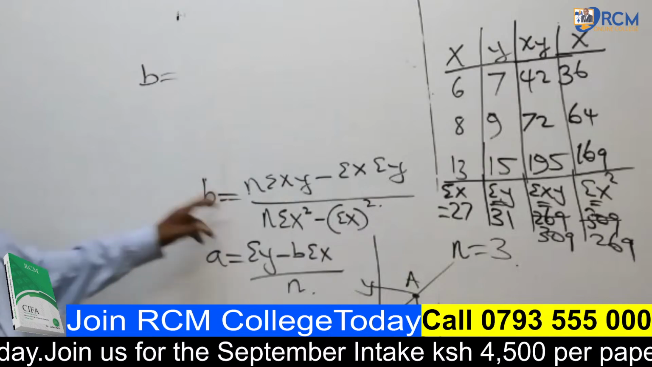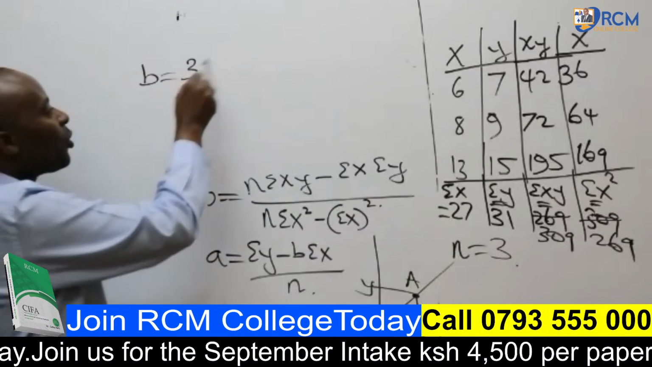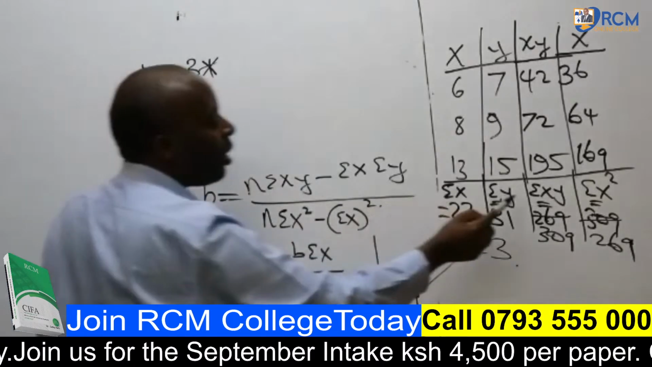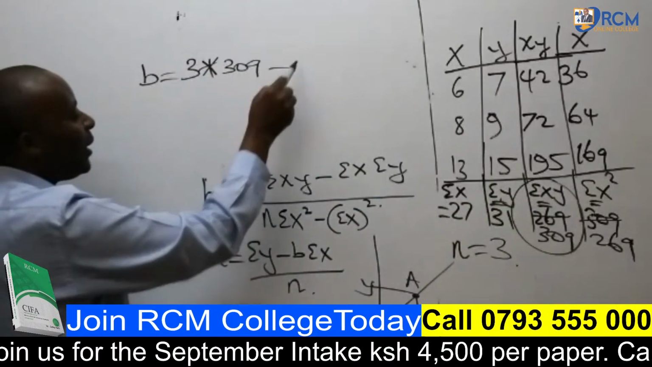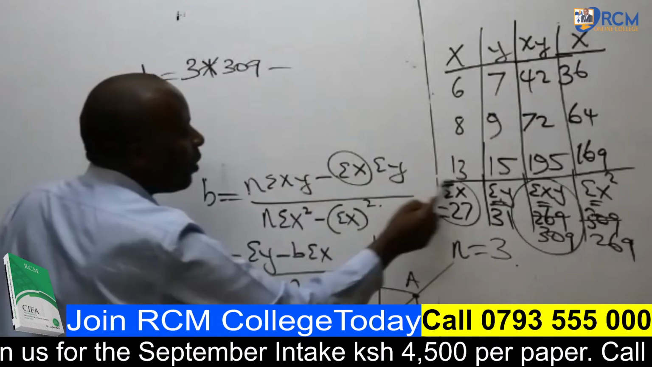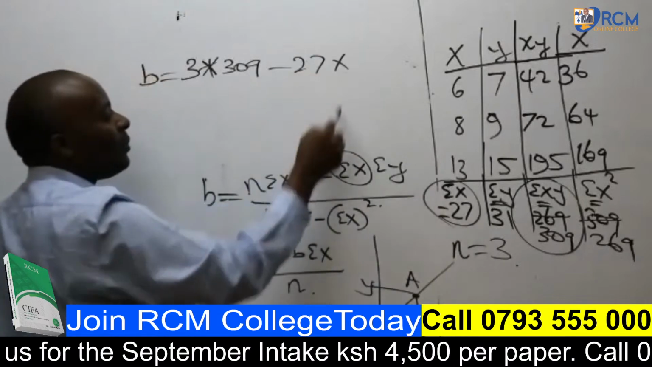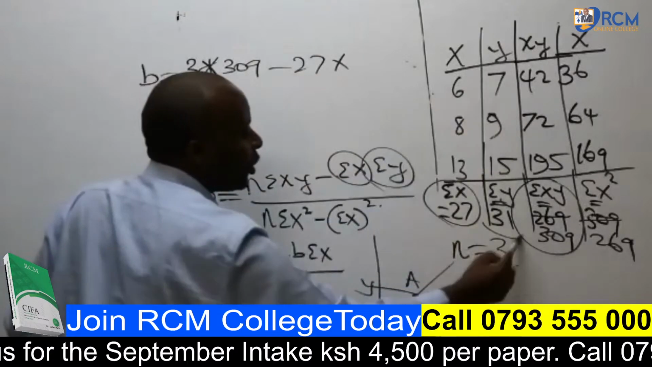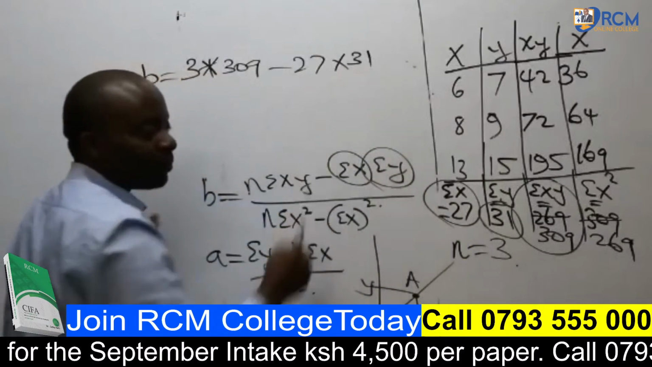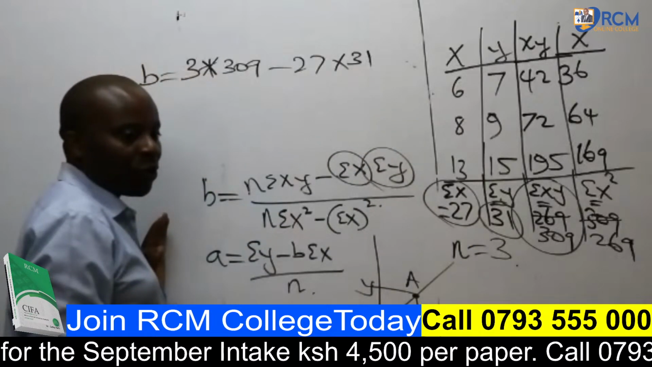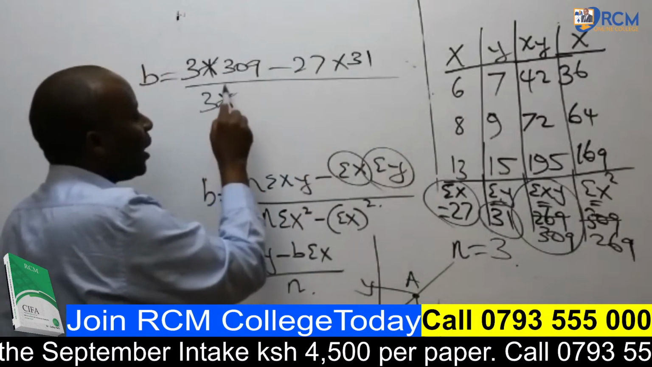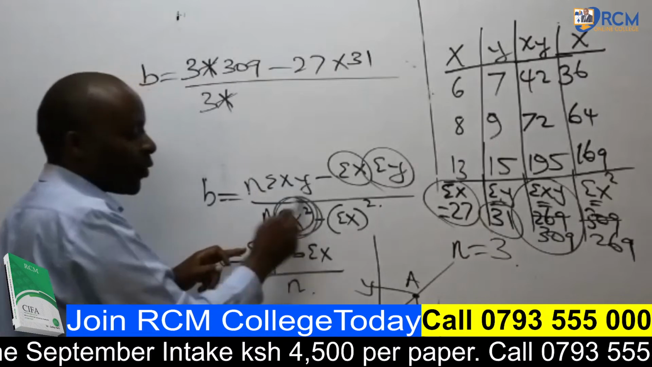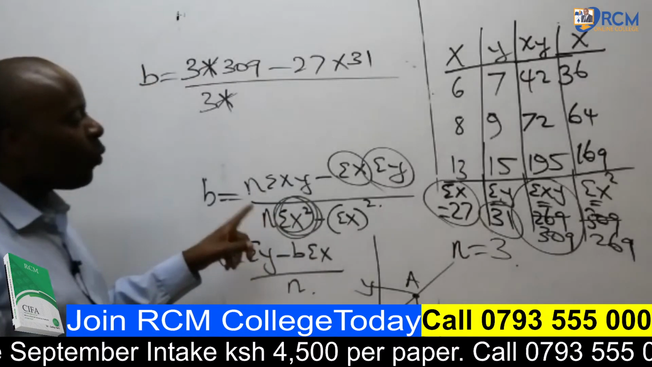So n is 3. So 3 times summation of xy, which is 309, minus summation x alone, which is 27, times summation y. Summation y is 31. All over n again, which is 3 times. So this is quite confusing. This confuses so many students.